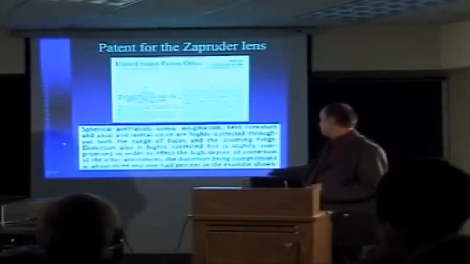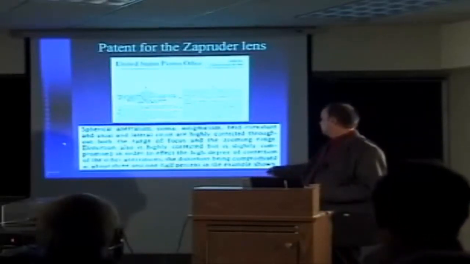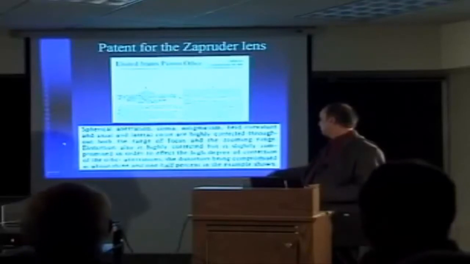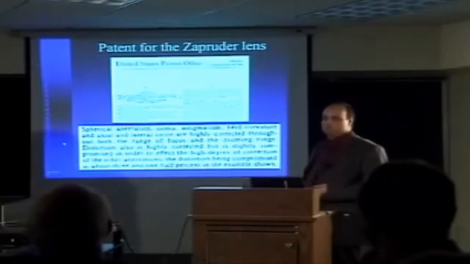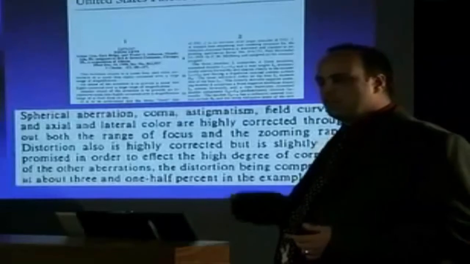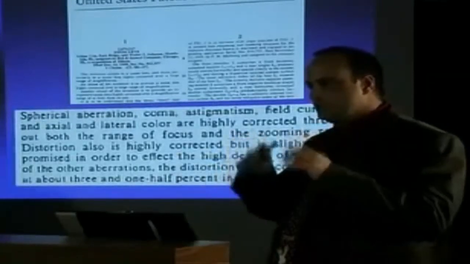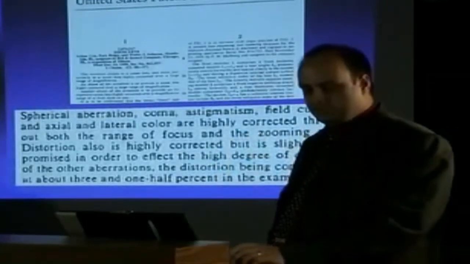But the important thing is here, distortion also is highly corrected, but it's slightly compromised, about 3.5%. So they're giving a figure in the patent for this lens system, which is in the Zapruder camera, about 3.5% of distortion.